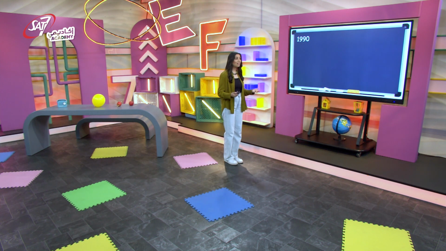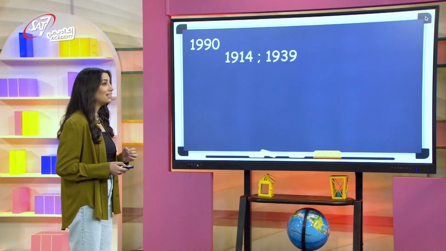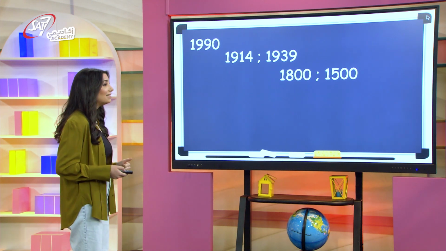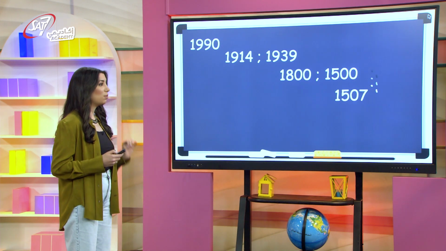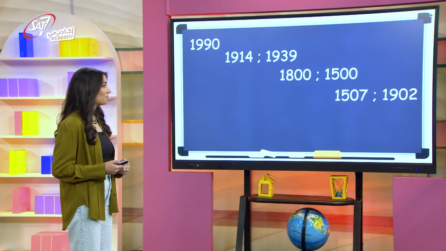This isn't the year one thousand nine hundred ninety. It's nineteen ninety. We divide years into 2 sections only, and we read each section separately. World War I began in nineteen fourteen, and World War II began in nineteen thirty-nine. When the year ends with 2 zeros, we read them as hundred. That's the year eighteen hundred, fifteen hundred. When the zero is in the middle of a number, we say O, as in the letter O. Fifteen O seven, nineteen O two.